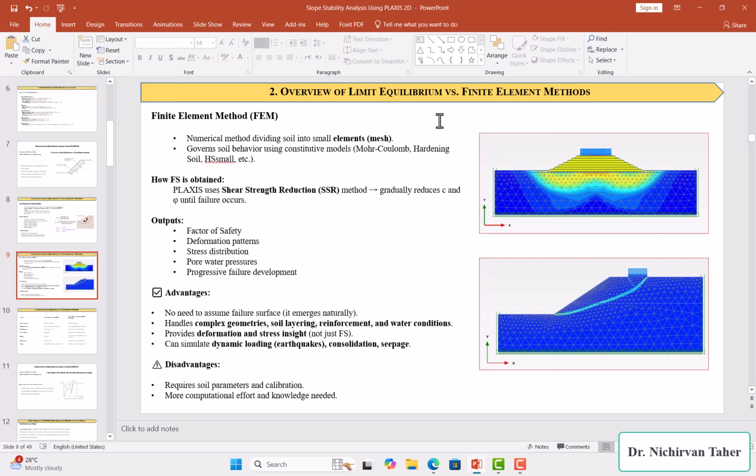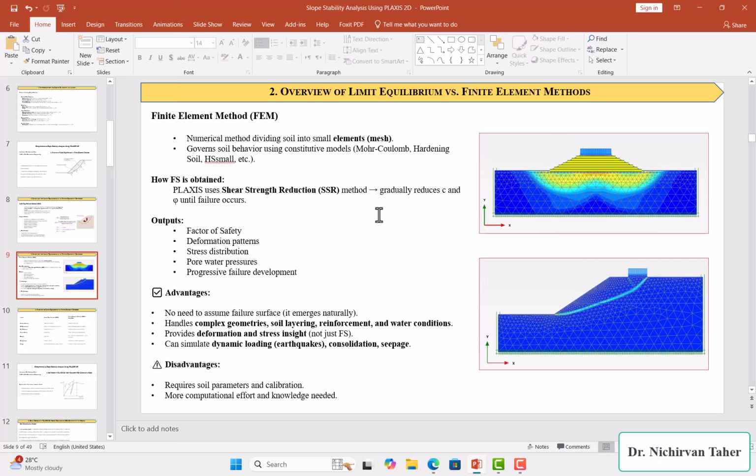In case of finite element method for slope stability analysis, in this numerical method, the soil is divided into small elements, which is called a mesh, and in finite element method, we should select a suitable soil constitutive model, such as Mohr Coulomb, hardening soil model, or hardening soil model with small strain stiffness, etc.